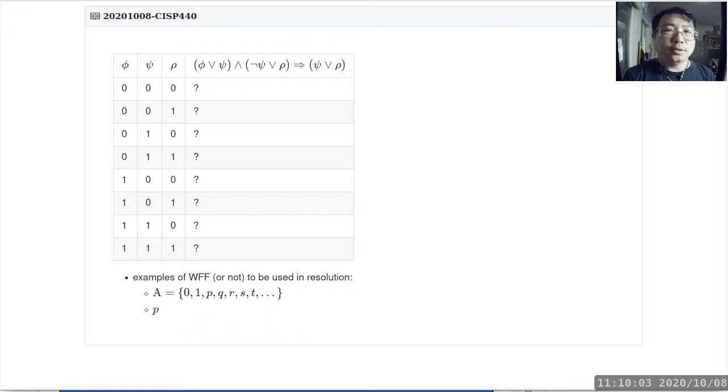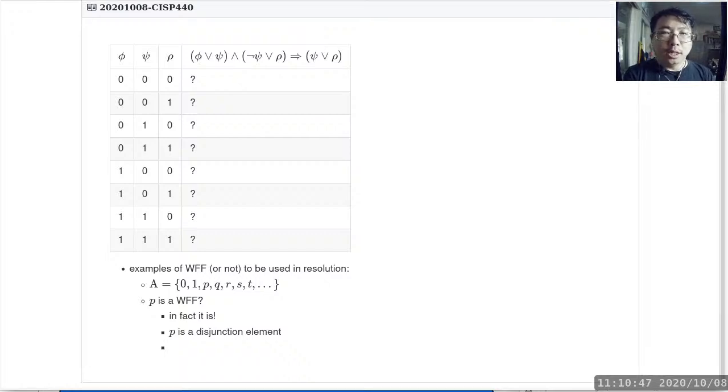Do you think this is a well-formed formula? Okay, let me ask the question here. Yes. The answer is yes, and that is correct. The first thing we notice about P all by itself is that P is a disjunction element, because P is in alpha, and anything in alpha by itself is a disjunctive element. So now the question is, can I look at P as one item inside a disjunction? The answer is actually yes.